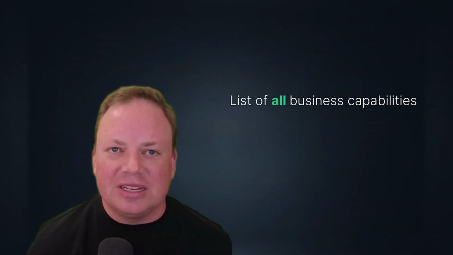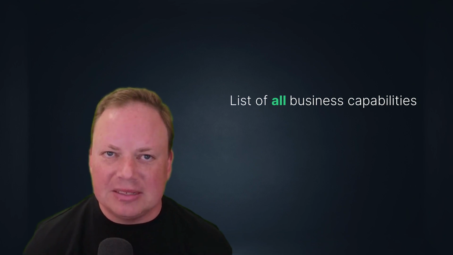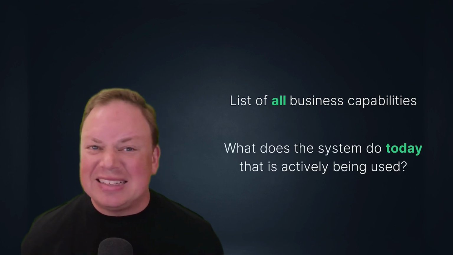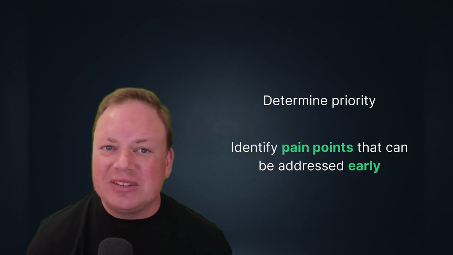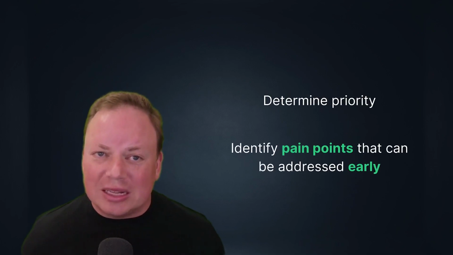To effectively integrate new services, you need a comprehensive list of your monolith's business capabilities. What does the system do today that is actively being used? Once you have this list, you'll know which pieces need to be strangled off. This is a good time to work with the business and determine priority. They may have specific pain points that can be addressed early in the project.